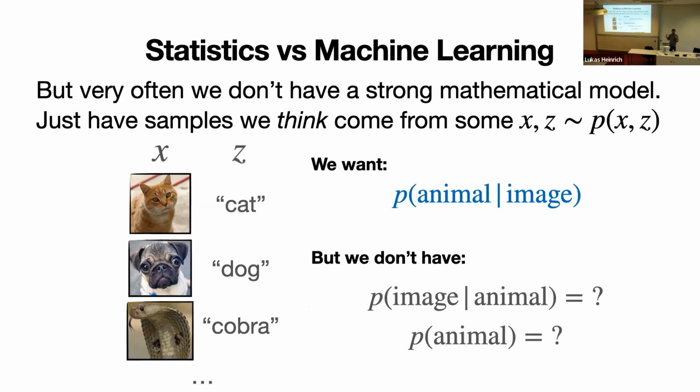This is a case that we made already in the empirical risk minimization part. We assume that the data originates from some kind of joint distribution P of X and Z, but we don't know what it is. The only thing we have is the samples: a list with two columns, the X and the Z, and different realizations of this. But we don't know what P of animal given image is, or what P of image given animal is, or what the distribution of animals is. All of this is unknown.